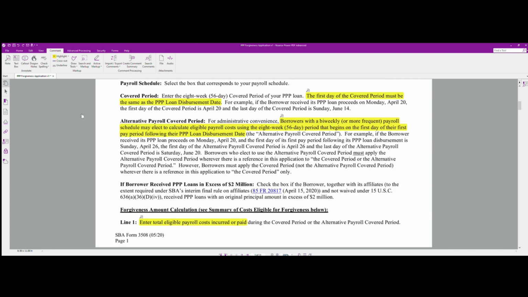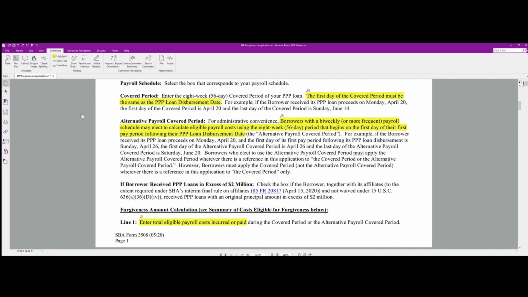Now we're moving on to the forgiveness calculation. What it states here in line 1 in the forgiveness amount calculation section is that eligible payroll costs for forgiveness are incurred or paid during the covered period or that alternate period that we just discussed. This is an important point right now because it says incurred or paid. In previous information released by the SBA, it was stated incurred and paid.